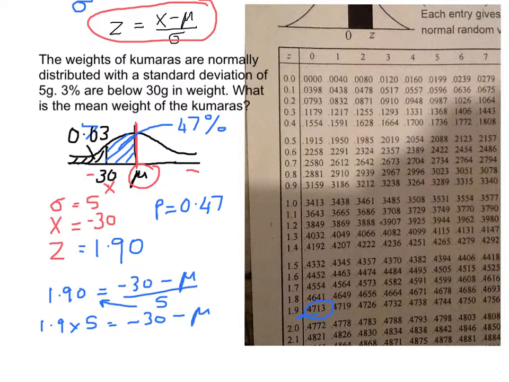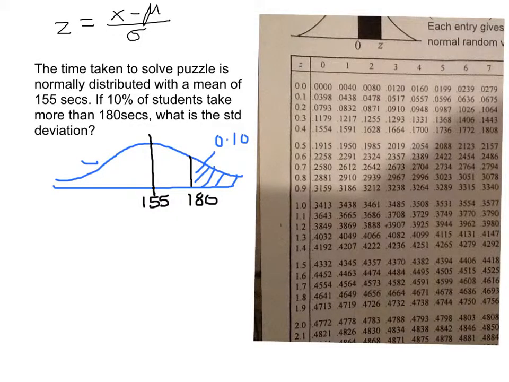Okay, let's look at one more example of this on the next page. In this one, the time taken to solve a puzzle is normally distributed with a mean of 155 seconds. If 10% of students take more than 180 seconds, what's the standard deviation?